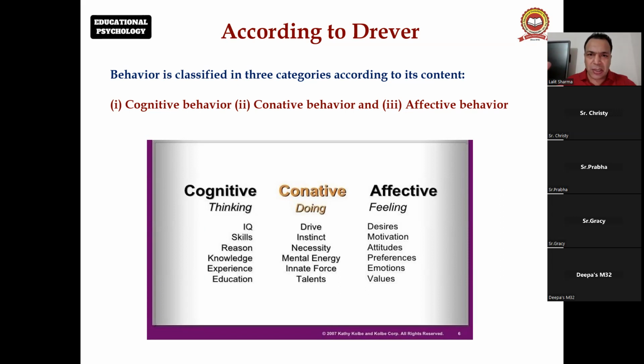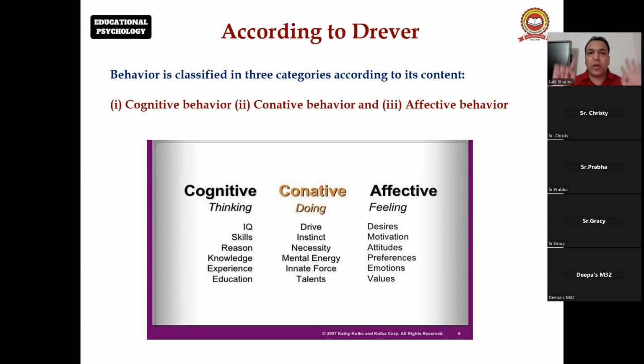Third is affective behavior. Affective is related to emotions and sentiments. You have seen that many persons are very emotional. They don't go for logic. What Drever wants to say is that all of us on this planet have all three behaviors, irrespective of the dominance of one or two. Some have more cognitive behavior and less conative and affective behavior. Some have more affective behavior, less cognitive and conative, and such persons would be more emotional. So such kinds of behavior exist.